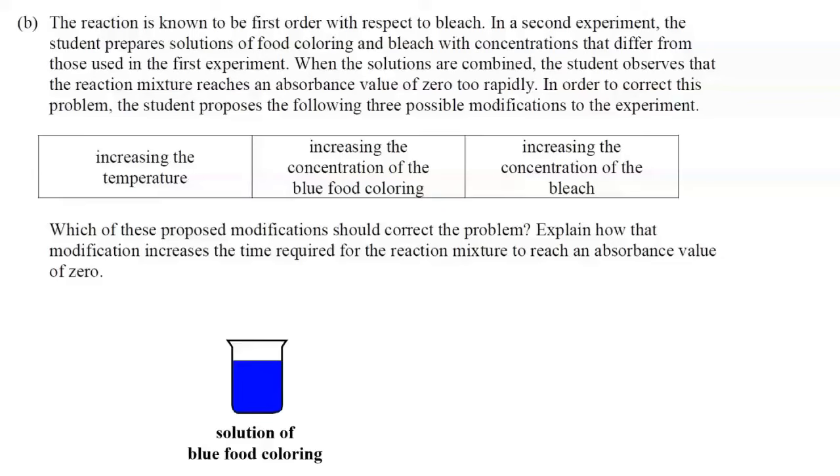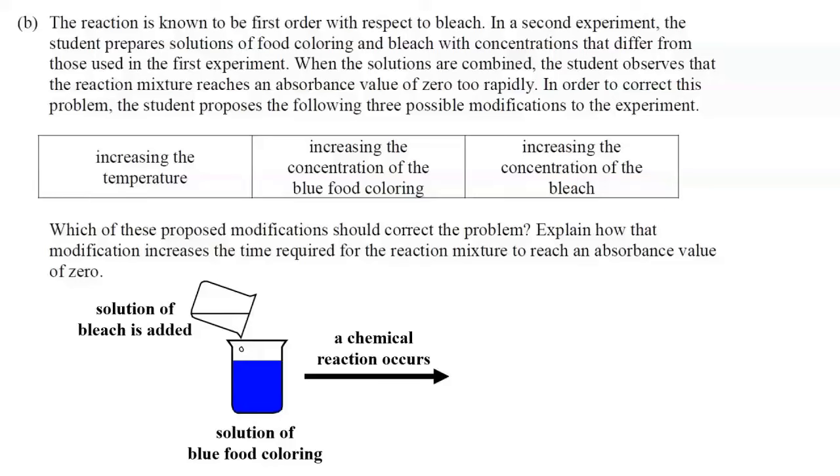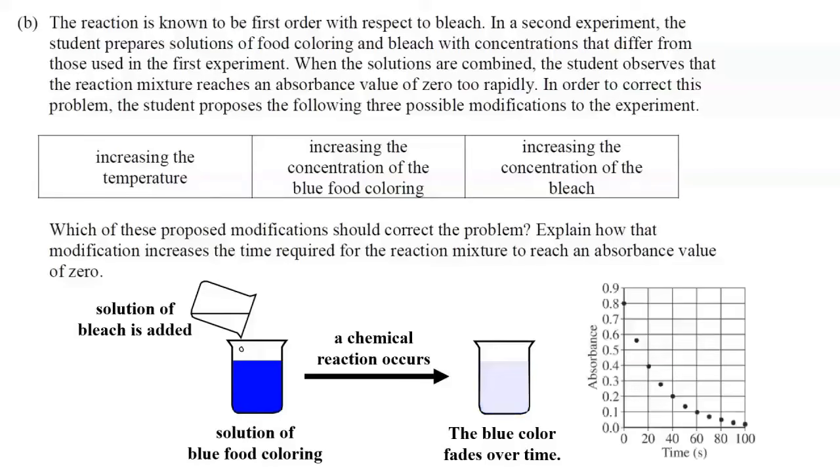We're trying to slow down the reaction. So suppose you have a solution of blue food coloring. That's going to have a particular absorbance value. Then you add a solution of bleach, which starts a chemical reaction. And as that chemical reaction occurs, that blue food coloring gets lighter and lighter and lighter as it fades over time. And again, the absorbance is decreasing over time. So we're trying to slow down the reaction so that that color does not fade so quickly. That's the problem that we're trying to correct.